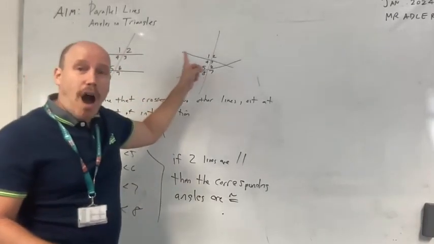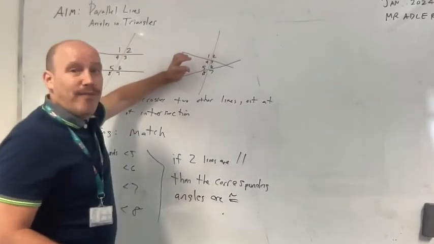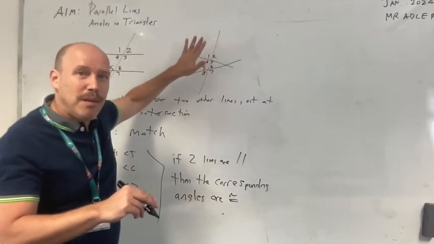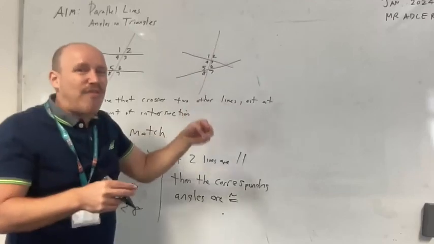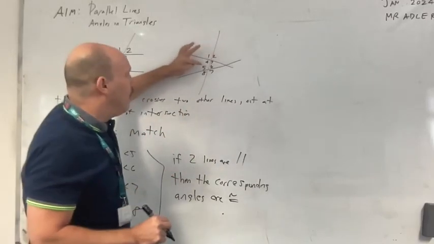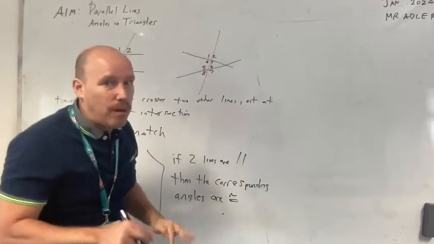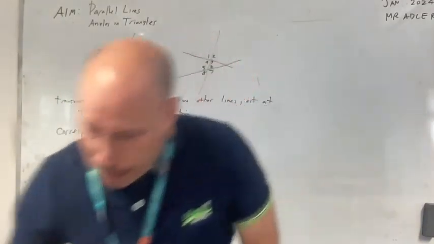Because these lines are not parallel, 1 is not congruent to 5. It matches, but we say, you know what? 1 goes with 5, but it's not congruent. 2 goes to 6, it's not congruent. 4 goes with 8, it's not congruent. And 3 goes to 7, it's not congruent. So you got all these problems.